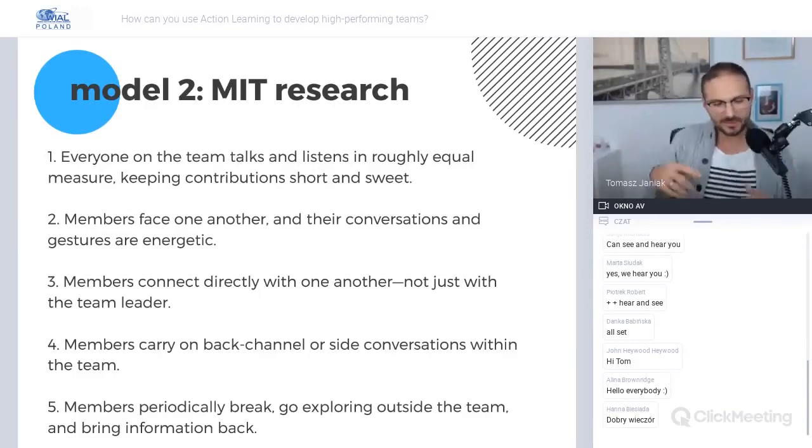Number two, members face one another and their conversations and gestures are energetic. They face one another. They sit in a way that they can see each other. It's very interesting when I start team coaching sessions, when I start action learning sessions, even in mature, well-performing teams, it happens that people, when they start the meeting, sit in a way that they cannot see each other, at least partially. Like one person cannot really see the other person because she is sitting right beside the other one and cannot see the face expressions or the gestures or the behavior of that person sitting right beside.